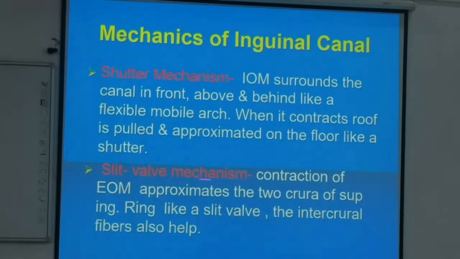Next is slit valve mechanism. Contraction of the external oblique muscle approximates the two crura of the superficial ring like a slit valve, and the intercrural fibers also help in this contraction. So this is known as slit valve mechanism. Okay, different mechanisms are present.